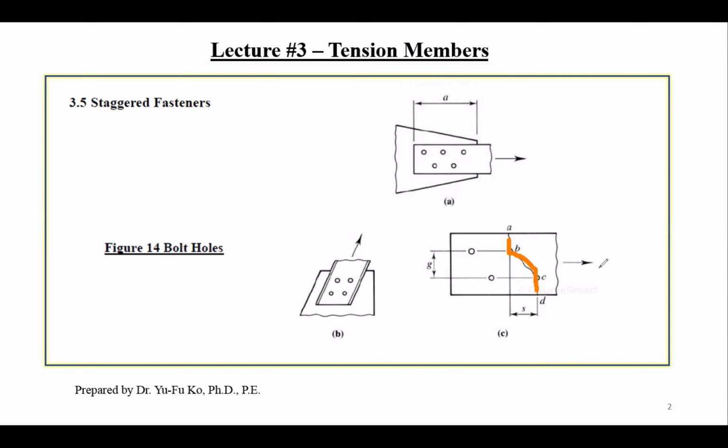So when you apply the loading, the cross section now is not a straight line as before. Remember when we talked about non-staggered, you cut the sections, this is 90 degrees perpendicular to the loading. But now, if you see this, this is inclined, okay? And you apply the loading like this.